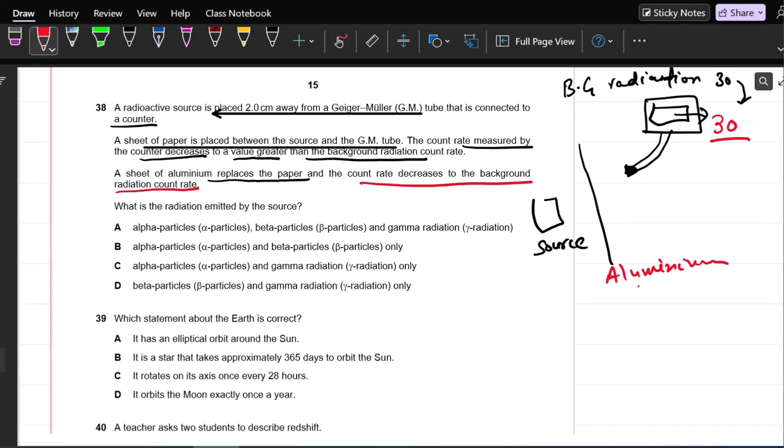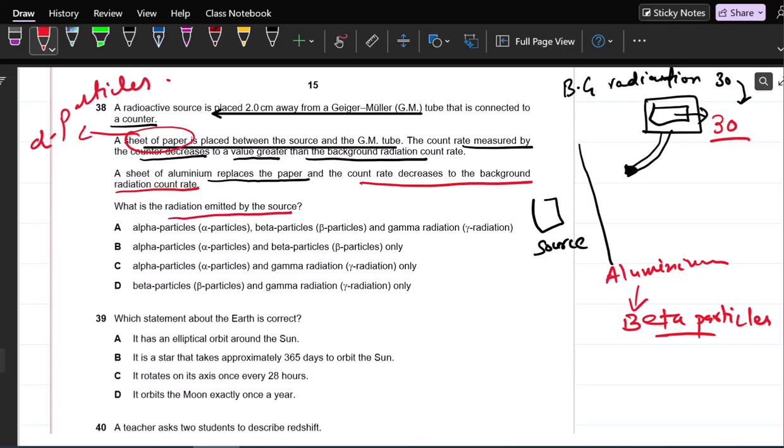So aluminium is used to block beta particles, and a sheet of paper is used to block alpha particles. So what is the radiation emitted by the source? I have told you alpha and beta. So it is going to be B option, alpha particles and beta particles only. So B is right.